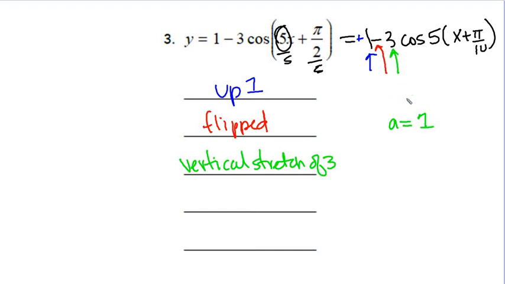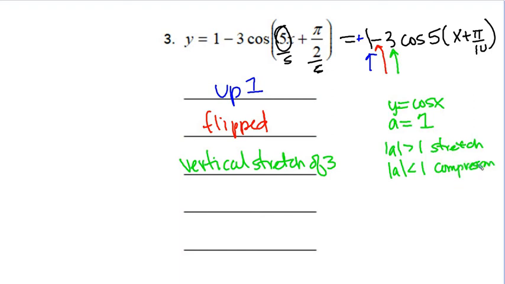The coefficient of the original graph, cosine x, is 1. So if the absolute value of a is bigger than 1, it has to be a stretch because it's been stretched out like a rubber band. It's taller than it was. If the absolute value of a is less than 1, then it's a compression because it's shorter than it was, so it's been compressed down. Okay?